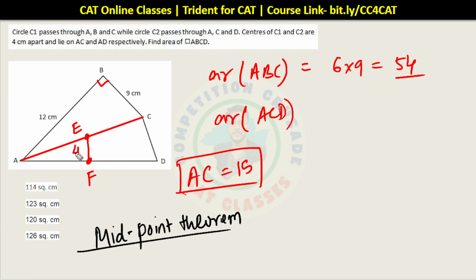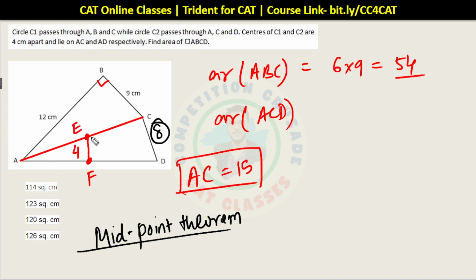Okay, so this is going to be EF is half of CD. In other words, CD is going to be 8. Also, EF will be parallel to CD. I know that EF and CD are not looking very much parallel, but that much you can make out because this is hand drawn.